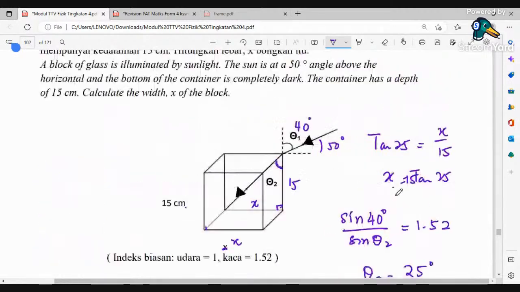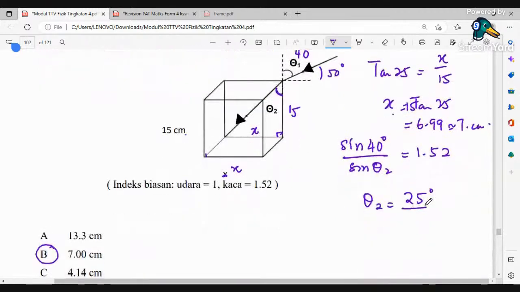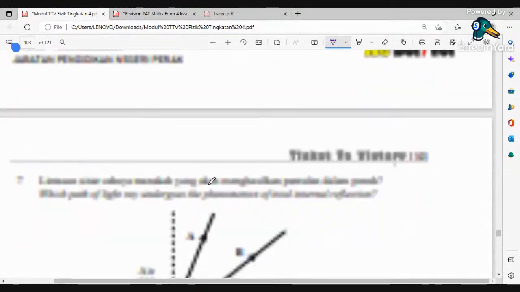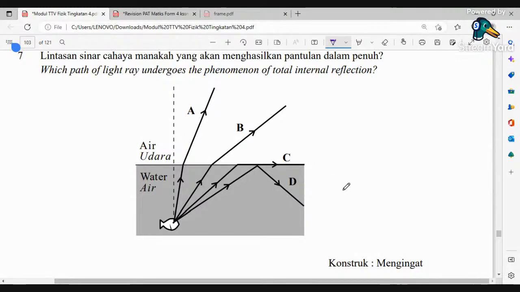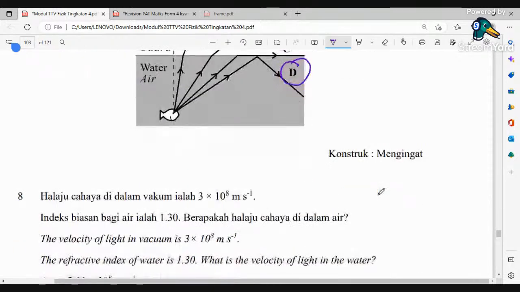Okay, so any mathematics, get 6.99, or we can say it's 7 cm. Okay, mathematics. Okay, number 7. Which path of light ray undergoes phenomenon of total internal reflection? Okay, total internal reflection, it reflected back to the same medium. So kalau you tengok A, ini bukan. C juga bukan. Maksudnya D. Okay, maksudnya dari water go back to water.